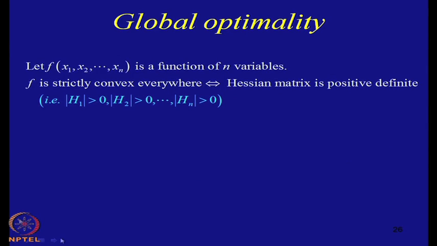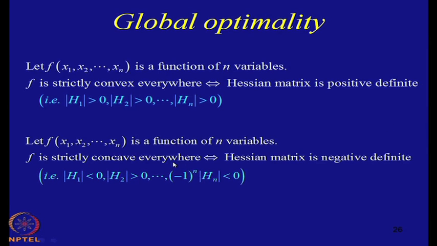But we know the other thing as well. If f is strictly convex everywhere within the given domain where the function is defined, then the corresponding Hessian matrix will be positive definite. Similarly, if the Hessian matrix is negative definite, then the corresponding f must be strictly concave everywhere. That is why, looking at the Hessian matrix as well, we can check whether the function is strictly concave or strictly convex.